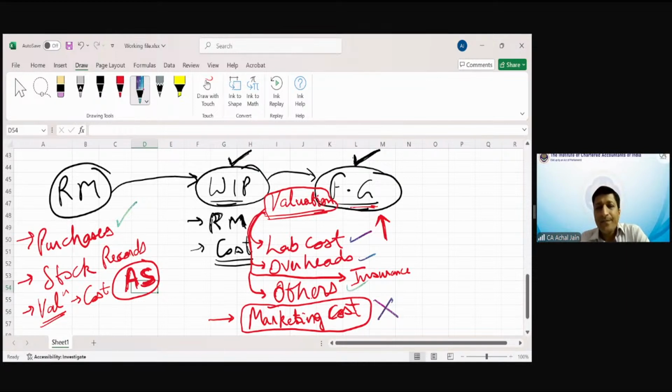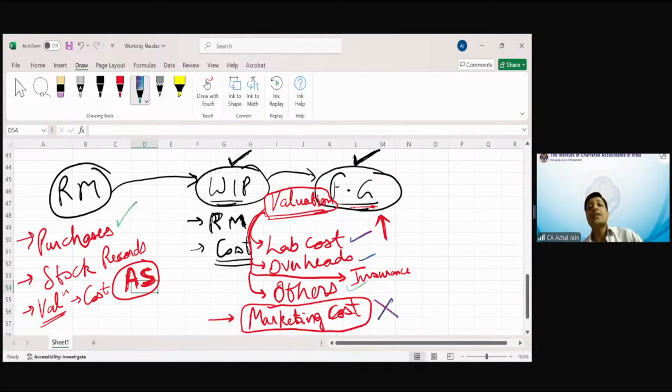Yes, quickly. Can the marketing cost be included? If the answer is no, so what will happen? Auditor will have an observation. Auditor will have this discussion with the management that why is this included? And of course, this needs to be rectified.